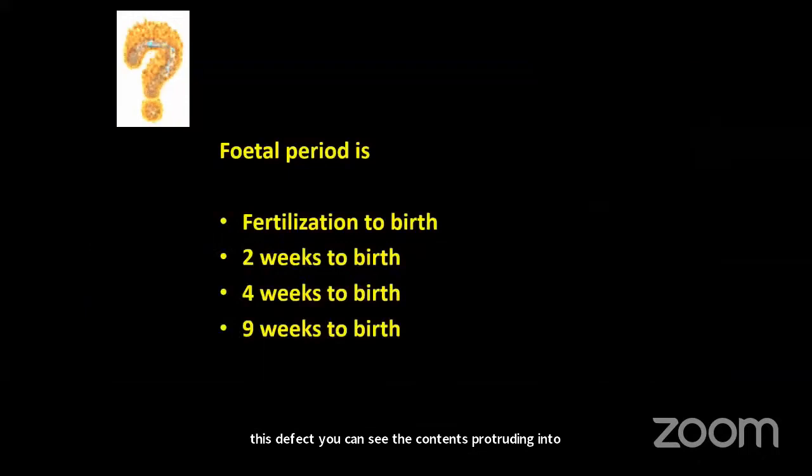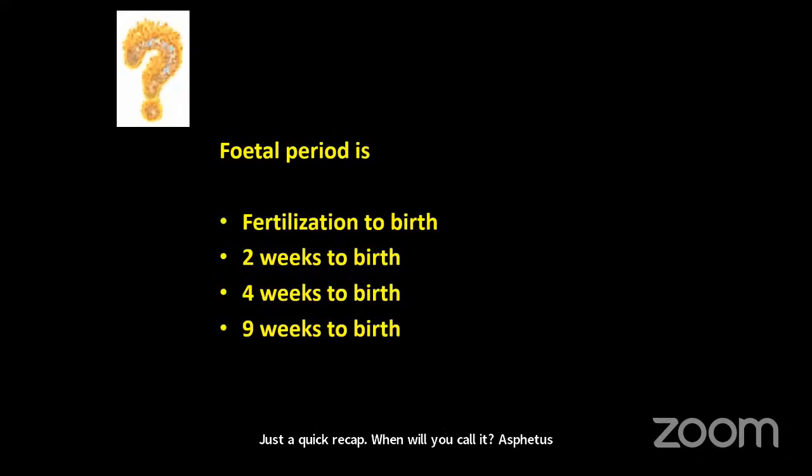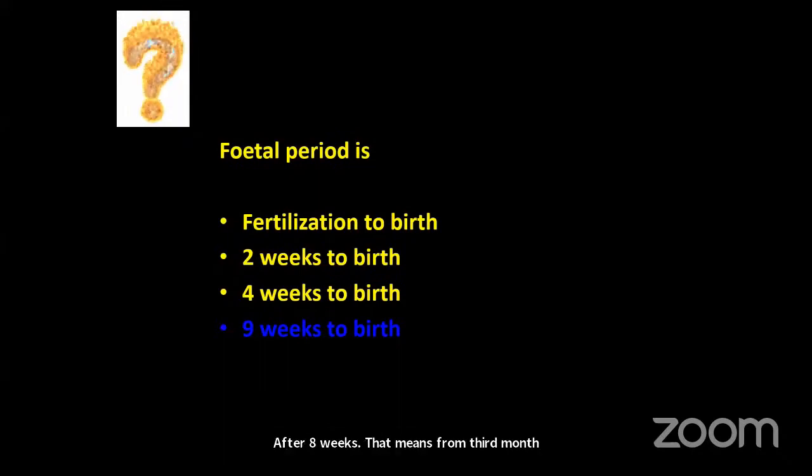Fetal period is, just a quick recap. When will you call it a fetus? A, B, C, D. Very good. Is it 4 weeks? Up to 8 weeks, you call it an embryo. After 8 weeks, that means from the 3rd month onwards to birth, you call it a fetus. First 8 weeks, you call it an embryo.